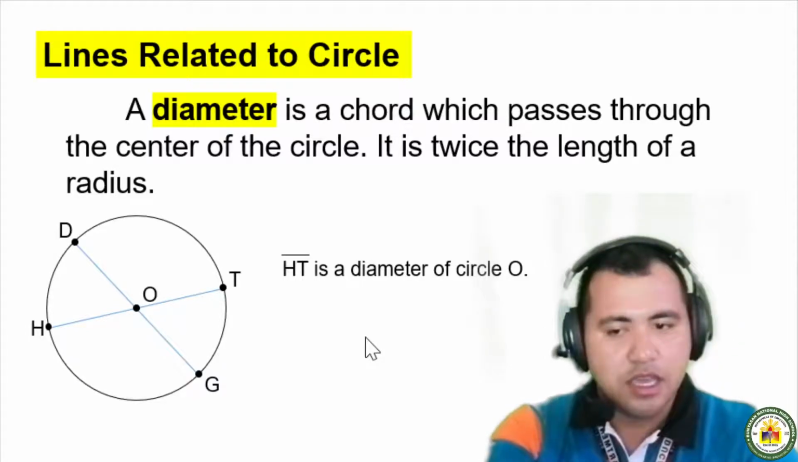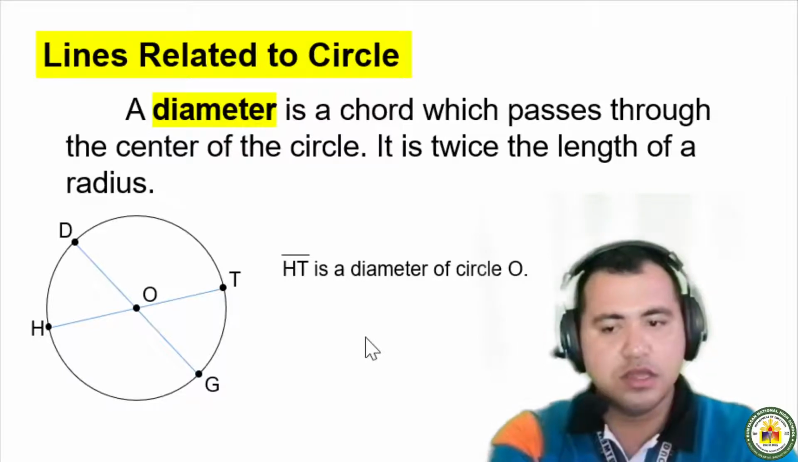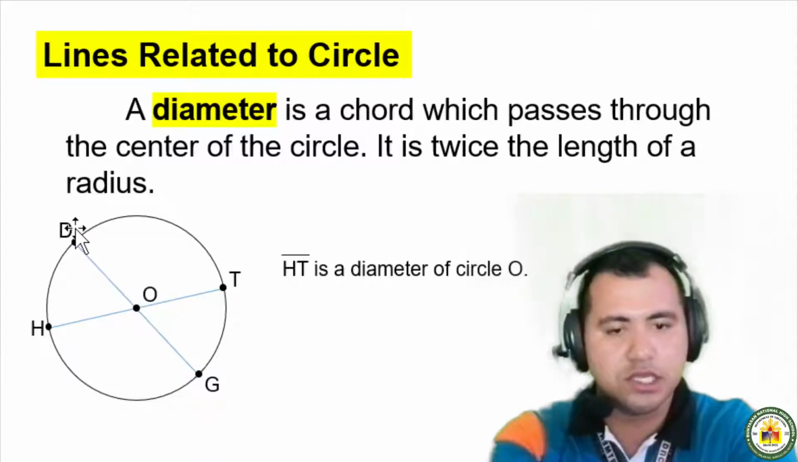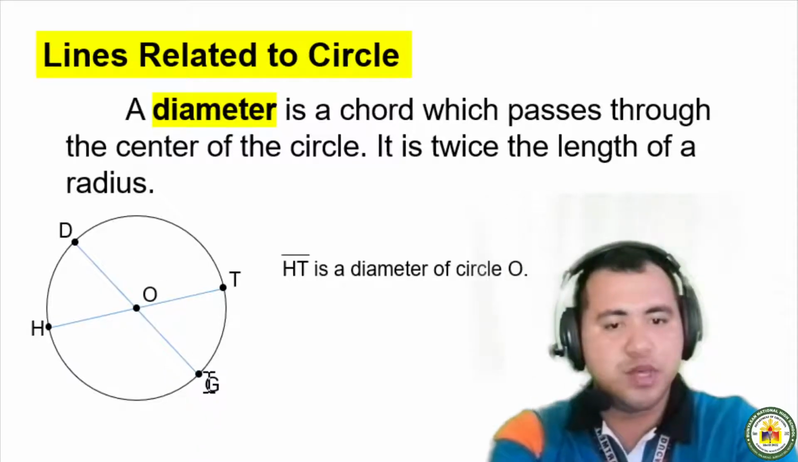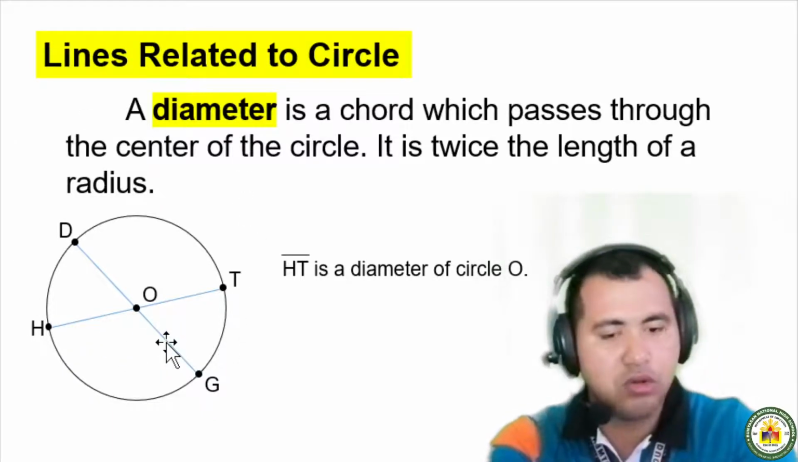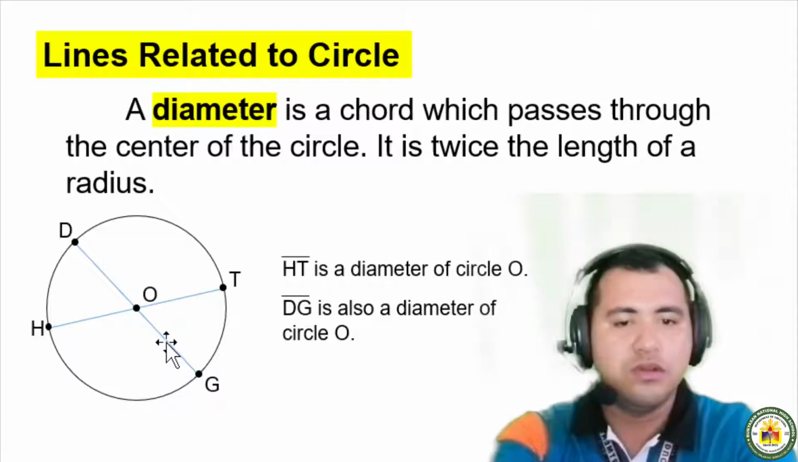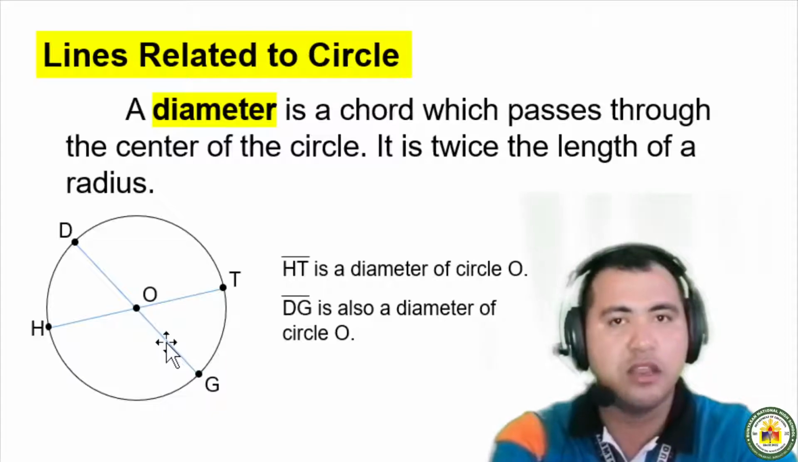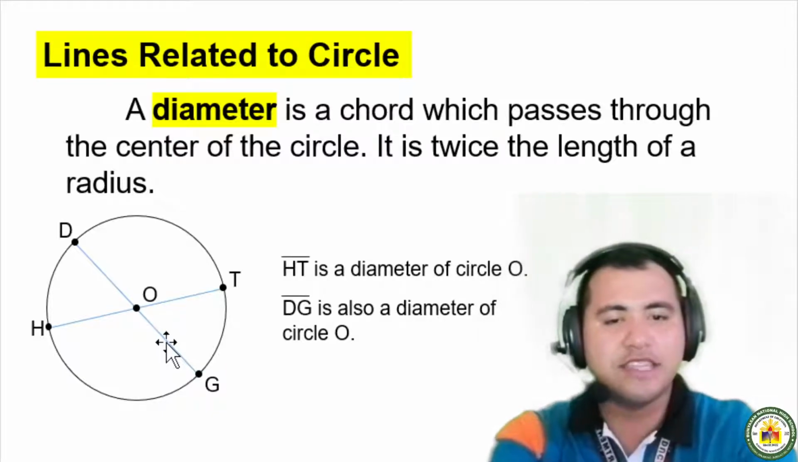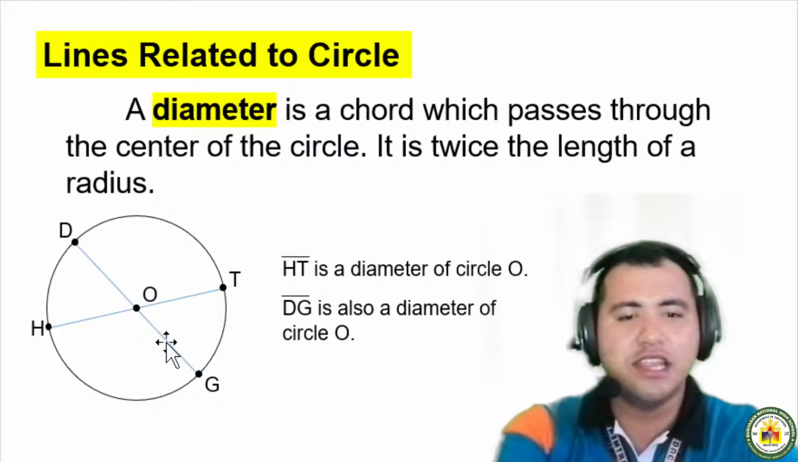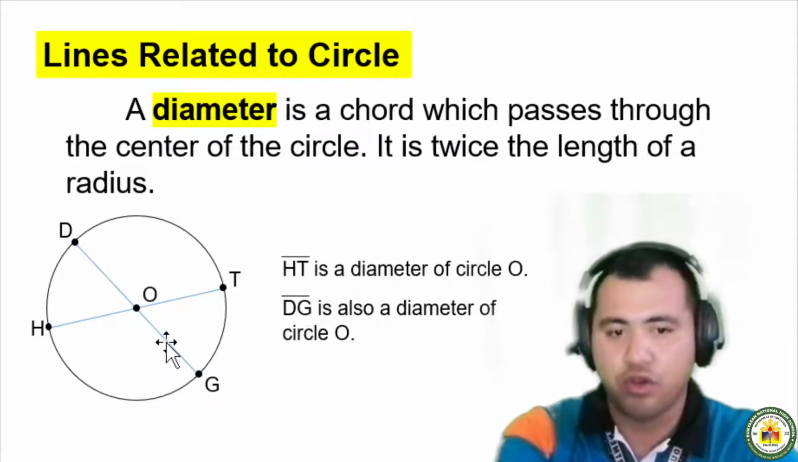Another is segment DG. Segment DG is a chord. We can consider that one as a chord. But it is a special chord again because it passes through the center of the circle. It passes through the middle, so we call it a diameter. That's why DG is also a diameter of circle O. Every chord that passes through the center is called a diameter. Therefore, every diameter is a chord. Not every chord is a diameter, but every diameter is a chord.